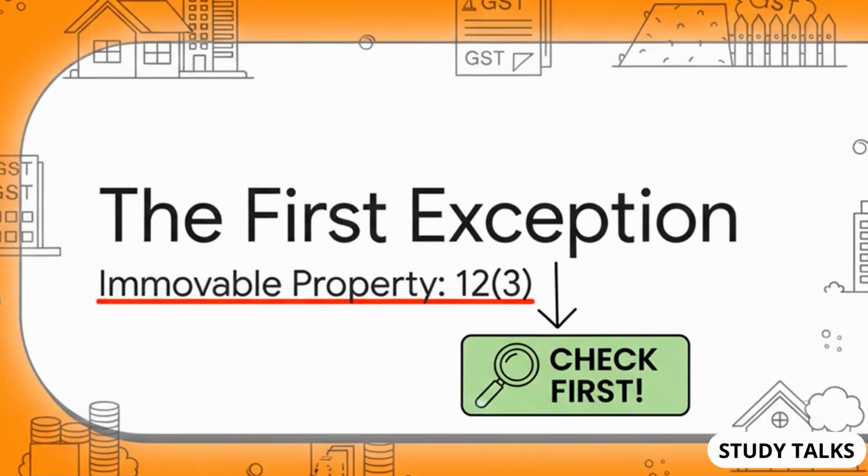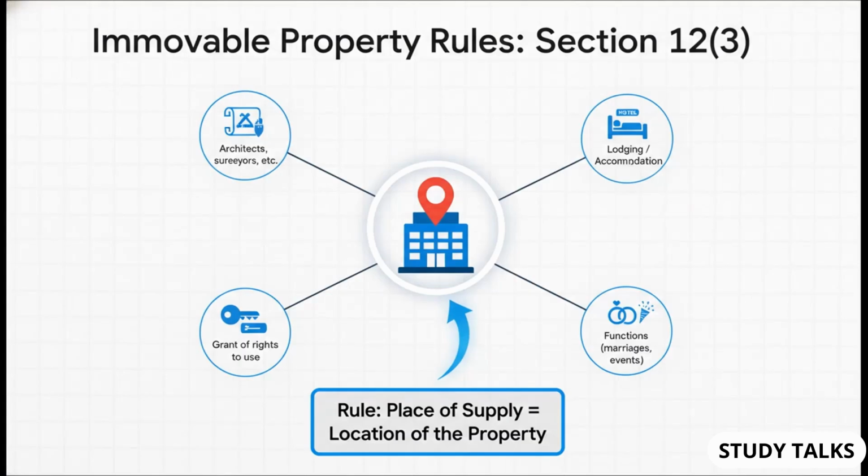Okay, now for the important stuff. Let's get to our first and, honestly, most critical specific rule. This is the one that deals with immovable property under Section 12.3. And listen, the scope here is way bigger than you might think. It's not just about building something. We're talking about services from architects, interior decorators, surveyors. It covers staying in a hotel or a guest house. It even includes renting a hall for a wedding or a conference. If the service is on this list, the rule is crystal clear. The place of supply is wherever that property is located, period.